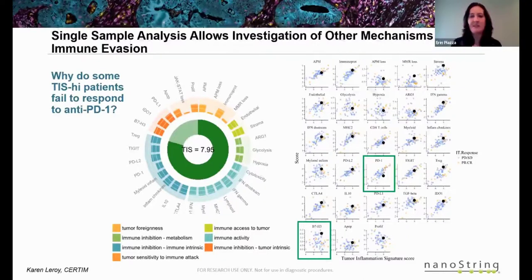However, what you can see on the right is a number of different signatures for this particular sample plotted against the population of samples in this study. And what we can see is that even though PD-1 expression is relatively intermediate in this particular sample, B7-H3 expression is high, and maybe the cause or the explanation for why this particular patient, albeit having an immune hot tumor, failed to respond to checkpoint blockade.